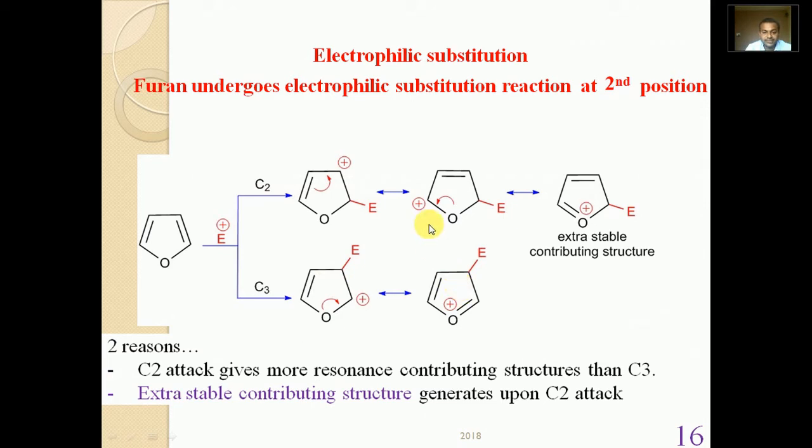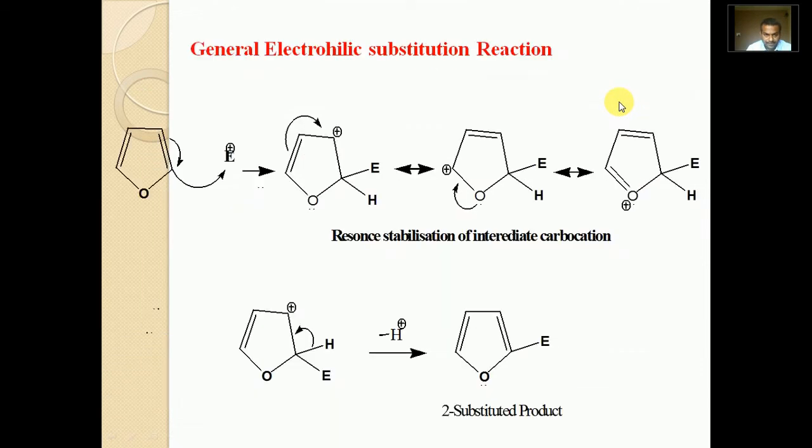Hence the intermediate carbocation formed after attack at the 2 position is more stable than the intermediate carbocation formed after attack at C3. That's why, as it gives a more stable structure after attacking at carbon number 2, the incoming electrophile prefers to attack at carbon number 2 in the case of furan. That's why the electrophilic substitution reaction takes place at carbon number 2. This is the general electrophilic substitution reaction.